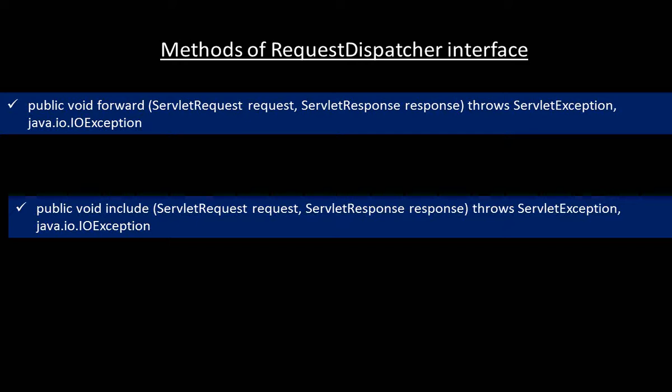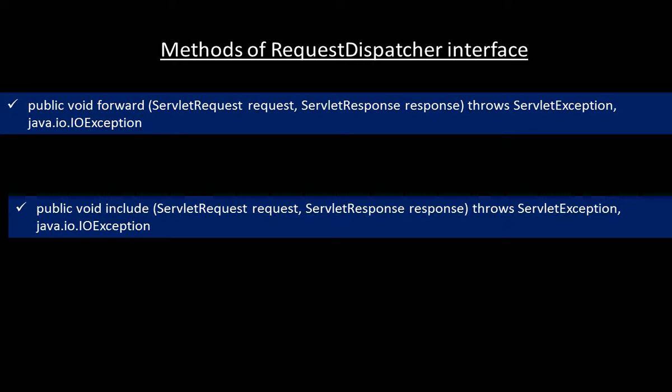Second method is include. Public void include. Its signature goes like this: public void include, and we have reference variables of ServletRequest and ServletResponse as arguments. And this method include also throws exceptions like ServletException and IOException.